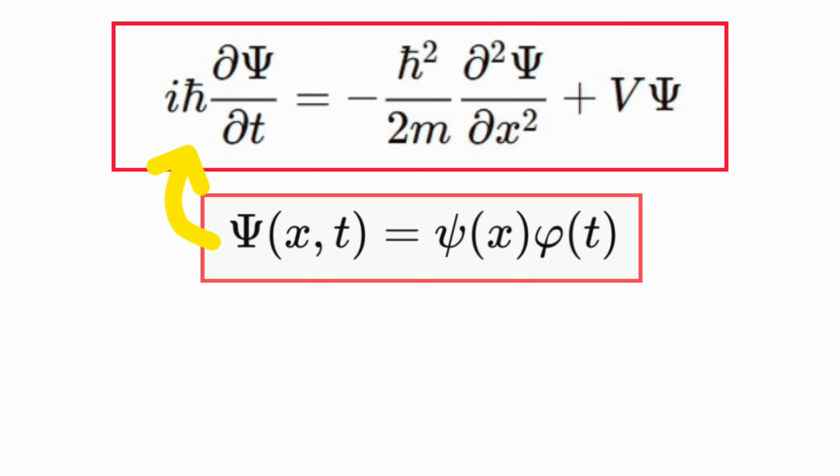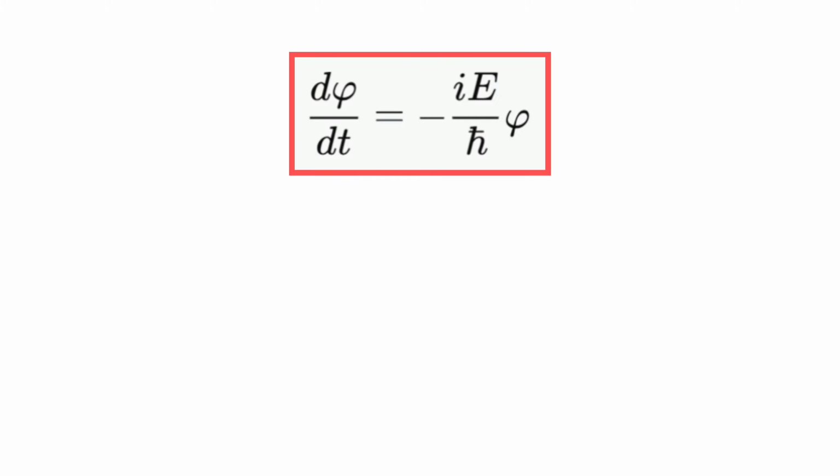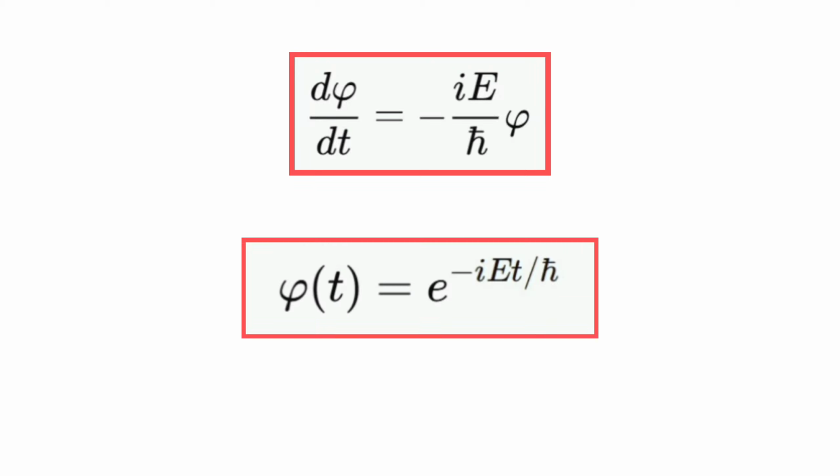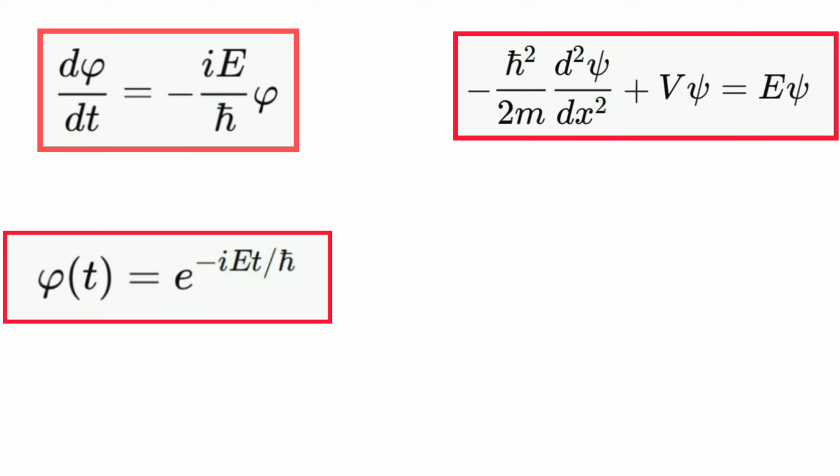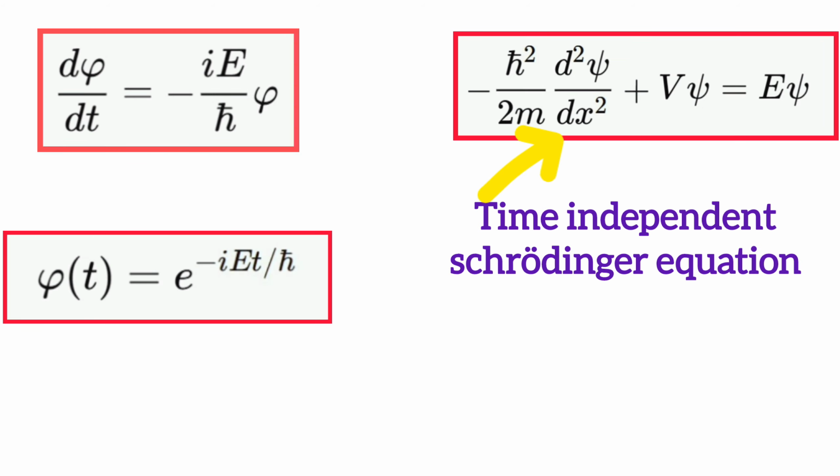Substituting this into the time-dependent Schrödinger equation and solving it, we obtain two independent equations. The first equation is dφ/dt equals minus i E upon ħ into φ, and the solution of this equation is φ(t) equals e raised to minus i E t upon ħ.